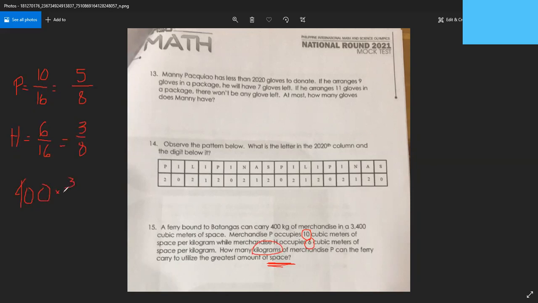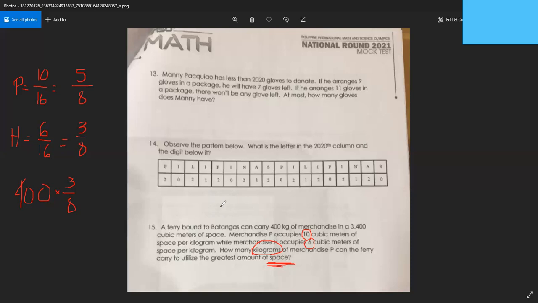But wait, there's a typo error, because it said how many kilograms of merchandise. Like P, only P. Sorry, I cannot hear you properly. It said how many kilograms of merchandise P. How many kilograms for P? Yeah, P. So isn't that the one that we are asking here, right? Tama.